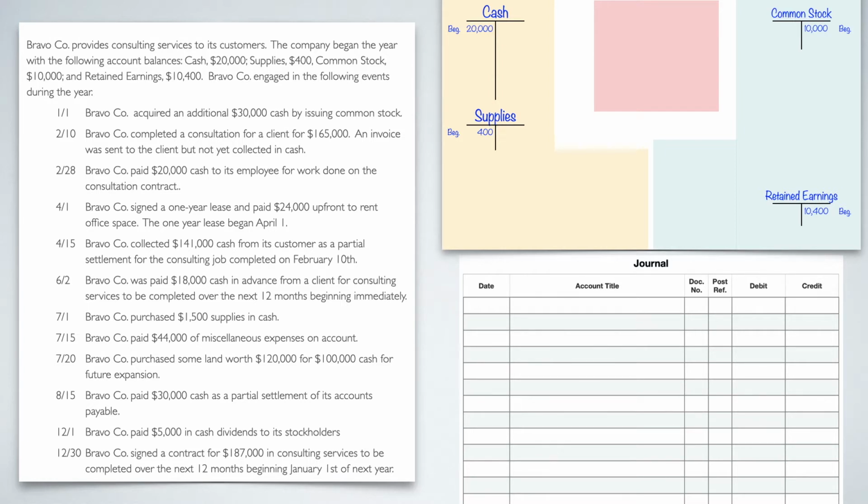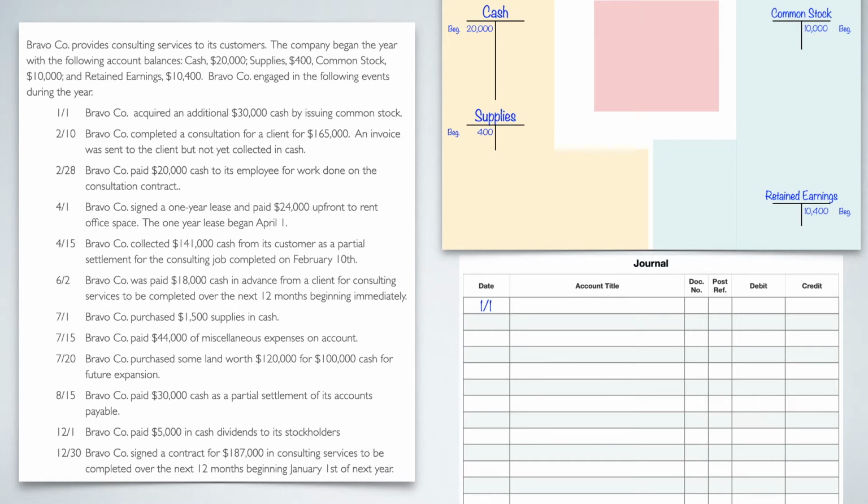On 1/1, it says Bravo Company acquired an additional $30,000 cash by issuing common stock. That means somebody gave us money to invest in us in exchange for common stock that we gave back to them. So let's put this into a journal entry. Our date is 1/1, and we're going to follow the same strategy that we did in the last chapter where I asked myself the question, is cash involved?